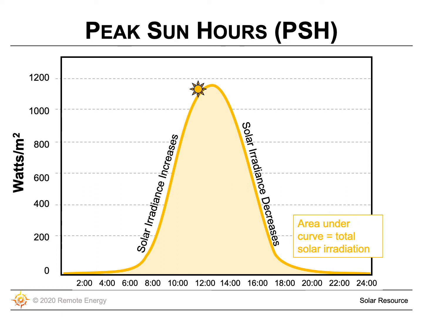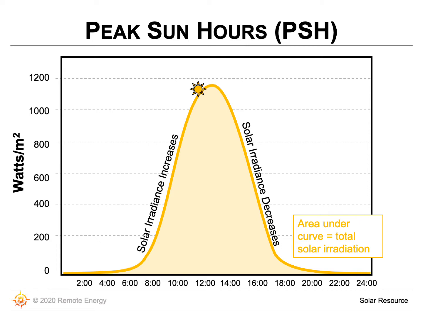The way we do this is we take all the varying irradiance throughout the day, a little bit in the morning and the evening, a lot in the midday, and we turn it into a value that represents the available solar resource as if the sun was at its peak for a specific number of hours instead. When I say peak, I am referring to 1,000 watts per meter squared. This value is what we call the peak sun value.